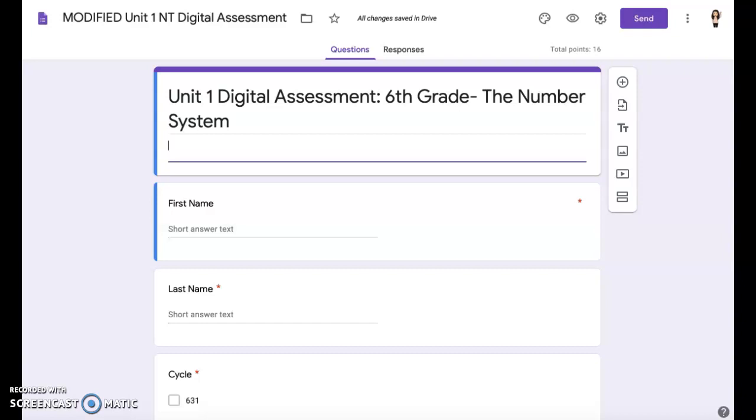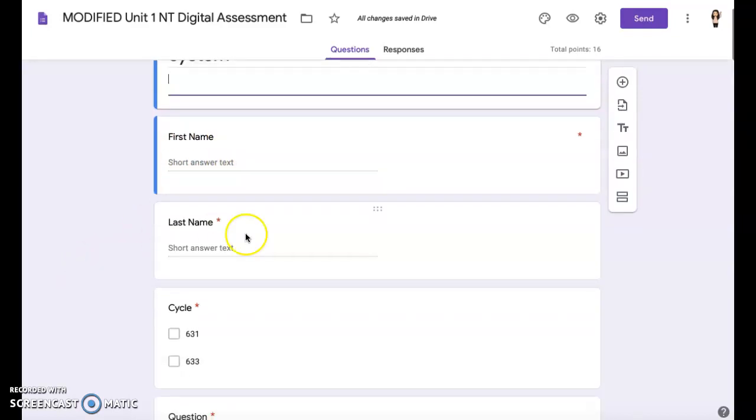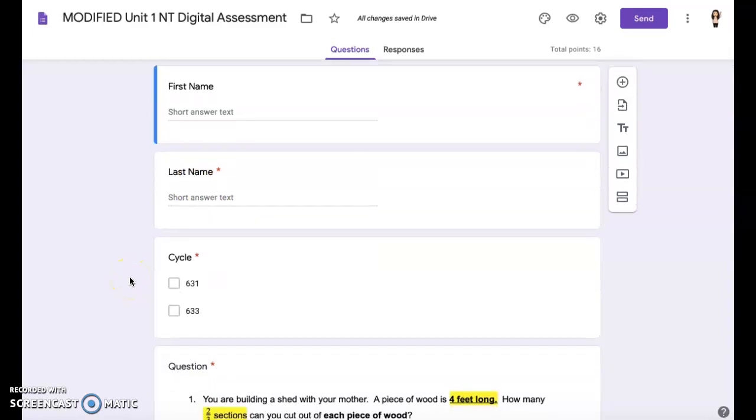Digital Assessment, 6th grade, the number system. First, type your first name in the box here. Next, type your last name in the box here. You will now select your cycle number.